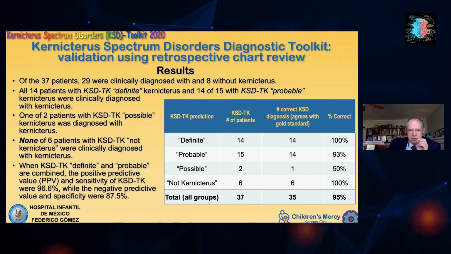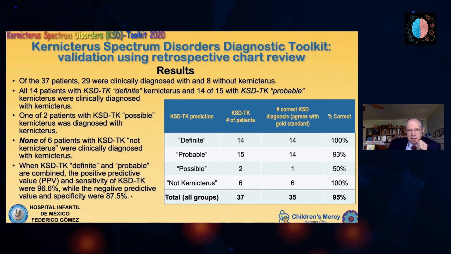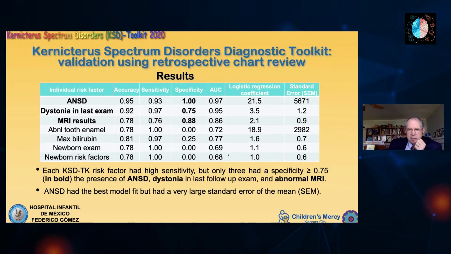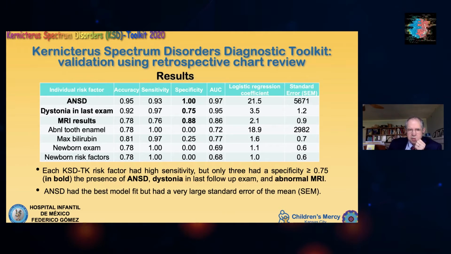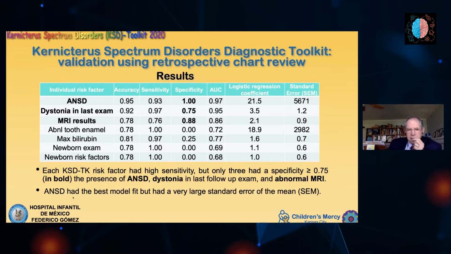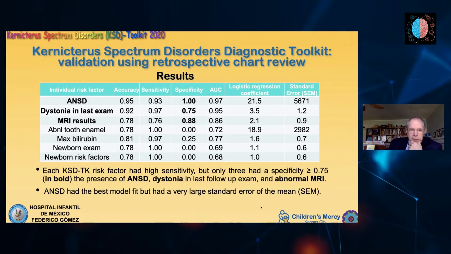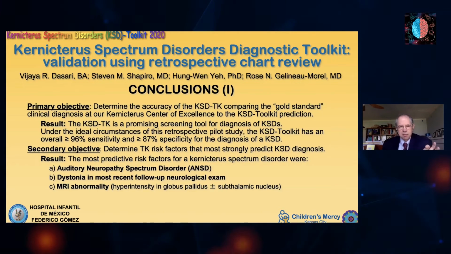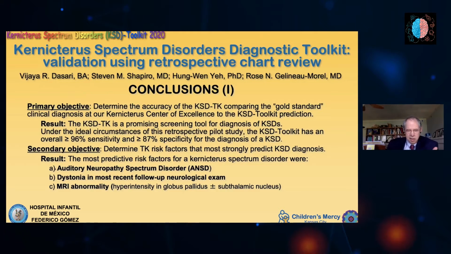It was basically positive predictive value and sensitivity of 96.6%, negative predictive value of 87.5%. And the statistician did some other analyses for sensitivity and specificity, and basically concluded that only 3 of these factors had specificity greater than 75, which is auditory neuropathy spectrum disorder, dystonia in the last neurological exam, or the specific MRI results that we were looking for here. But some of these had an extremely large standard error of the mean. So conclusions, we met our primary objective of looking at the accuracy in this ideal situation of having the chart, reviewing it, the information obtained by experts, and then comparing that to their diagnoses, and finding that these 3 things were most predictive.